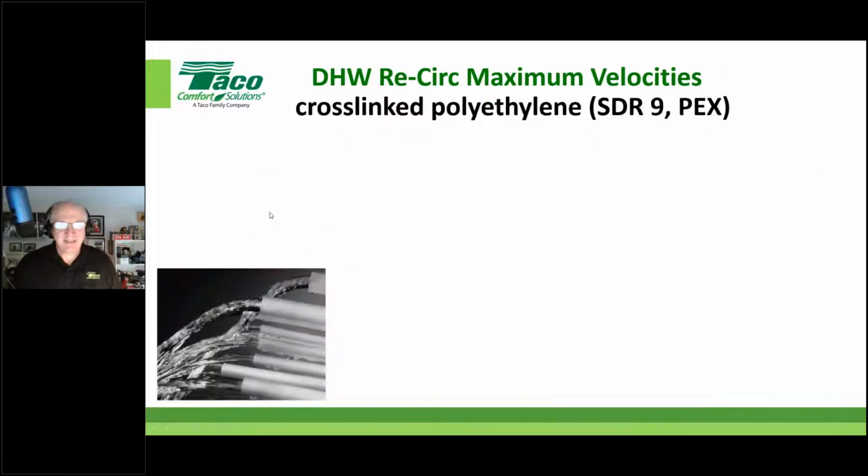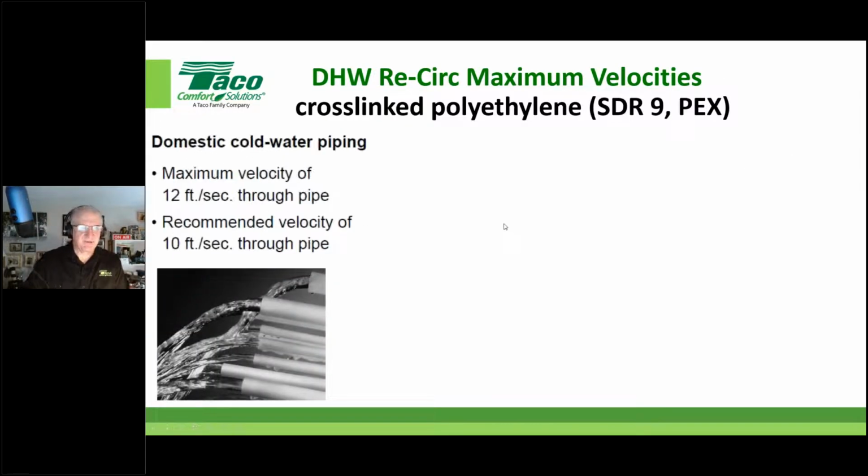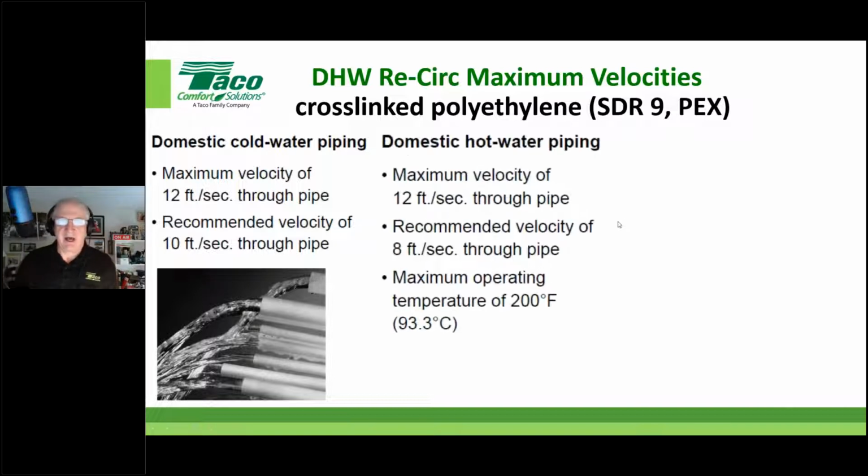Terrific. Now, PEX is a little bit different, okay? For PEX, the domestic cold water piping, we actually have a maximum of 12 feet per second, but a recommended velocity of 10 feet per second. So they give you what they recommend, and then they throw the max back at you a little bit. On the hot water side, again, max of 12, but the recommended velocity is 8 feet per second. And it does have a maximum operating temperature about 200 degrees Fahrenheit.